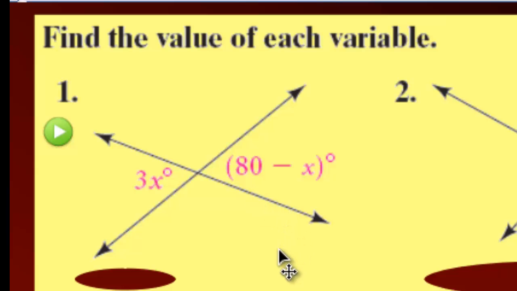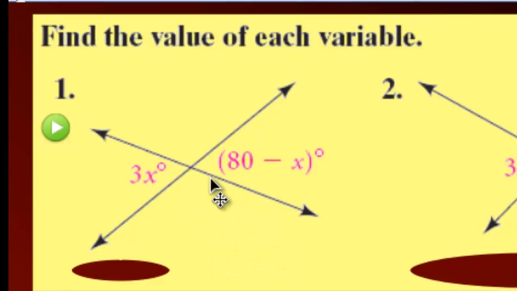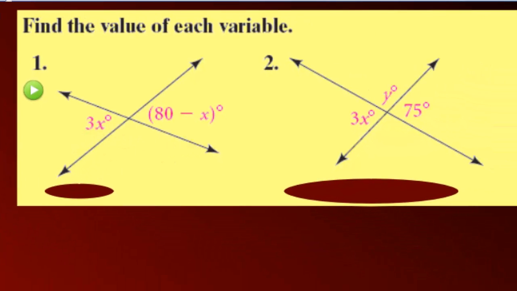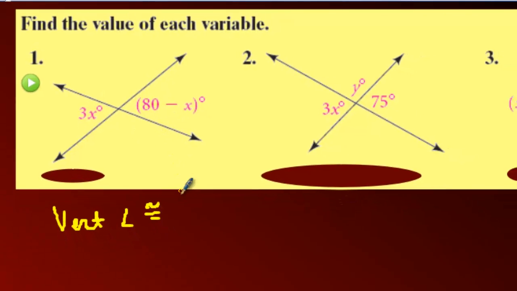I have two lines that cross in number 1 here, so I know that these angles are vertical. And we just learned that vertical angles are congruent. So I'm thinking in my mind right now that vertical angles are congruent or equal to each other. So that means that this angle here and this angle here are equal.